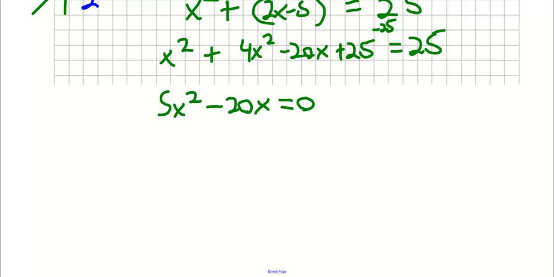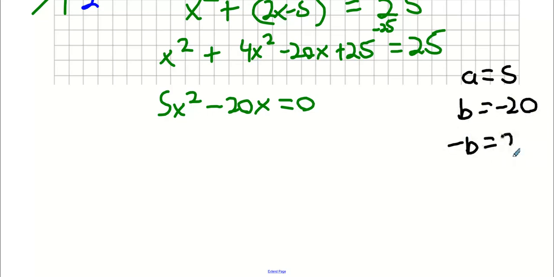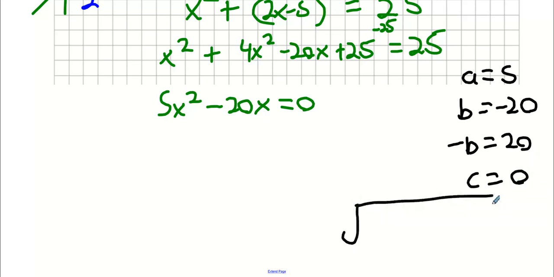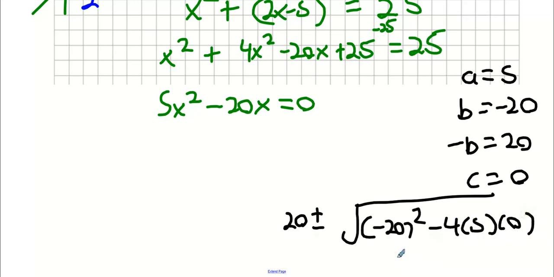The minus b heads in the class. Here's what you do. What's the a value? The b value? The minus b value? The c value? Okay. And you'd lob it all into the calculator. Minus b, so it'd be 20 plus or minus the square root of minus 20 squared minus 4 times 5 times 0, all over 2 times 5.